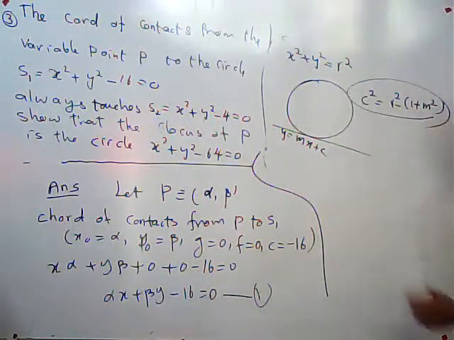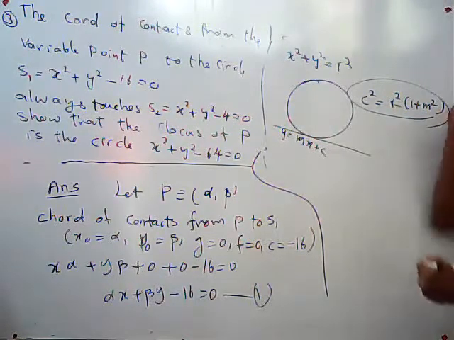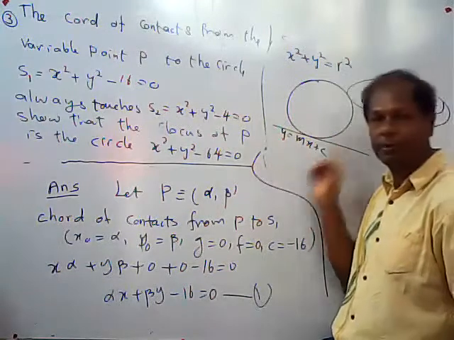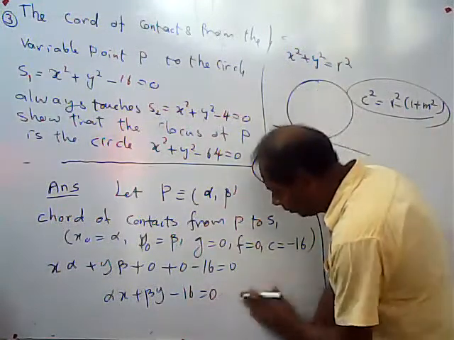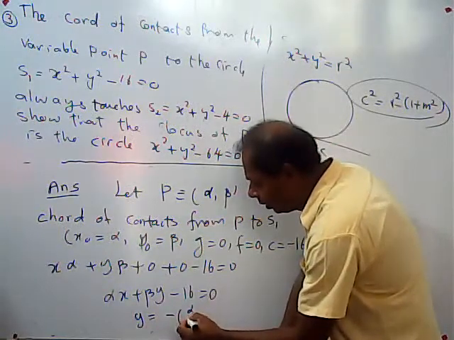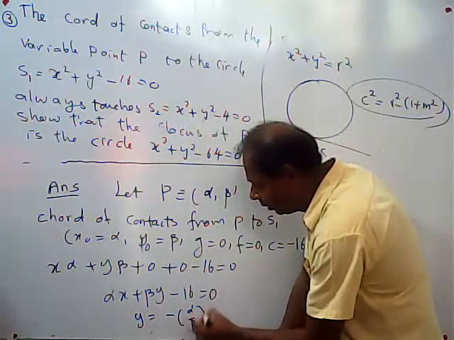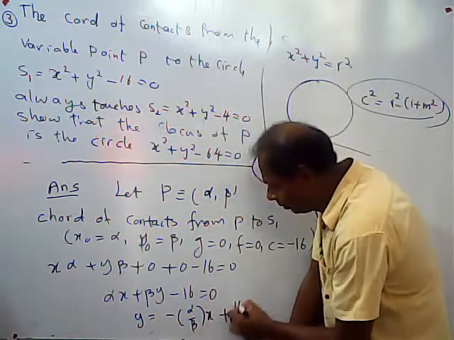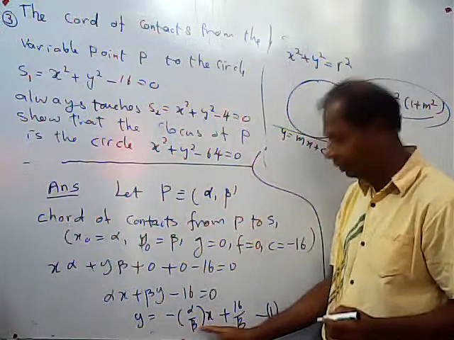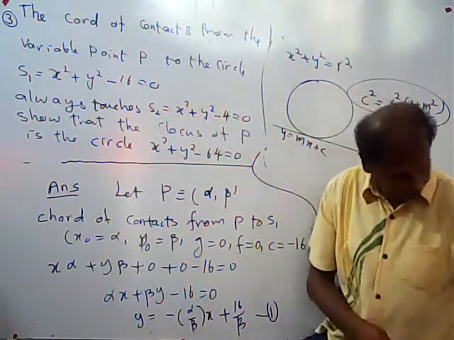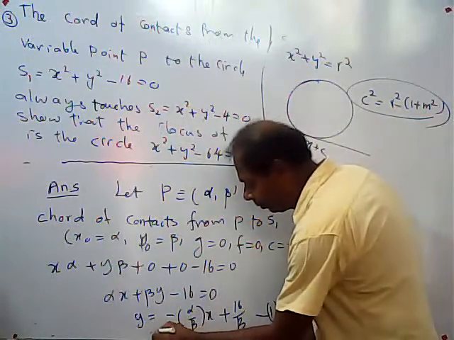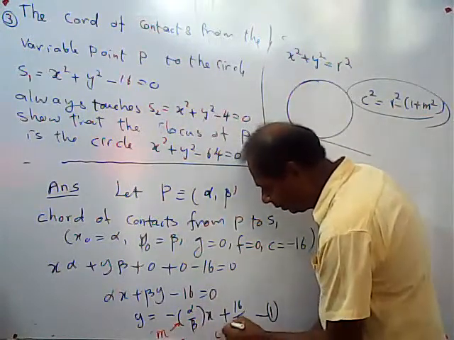This is the requirement. But to use that, shall we write this equation in the form y equals mx plus c? Better we take it in that form, so that will give y equals minus alpha over beta x plus 16 over beta. This is your m and this is your c.